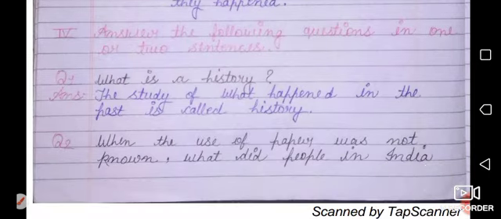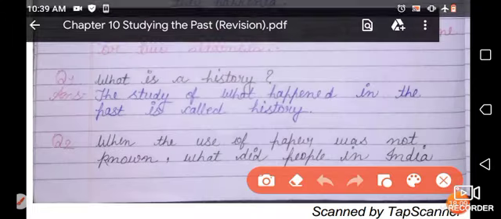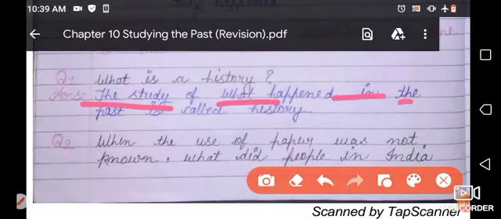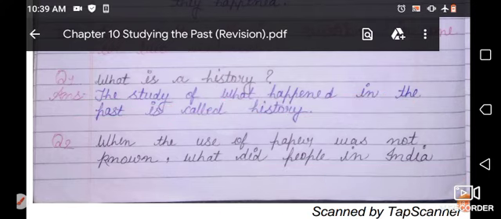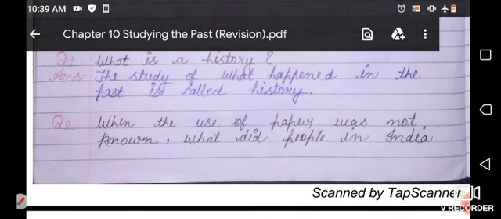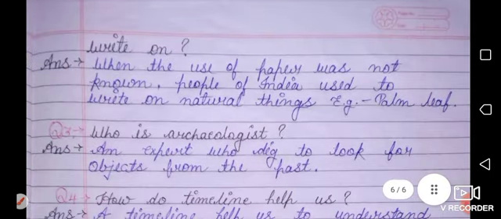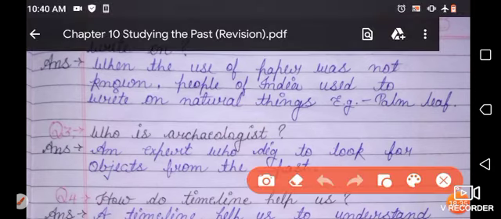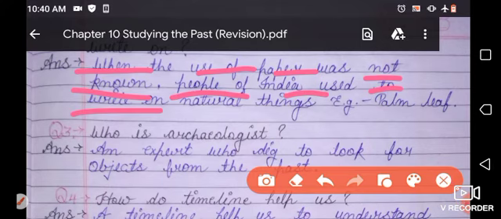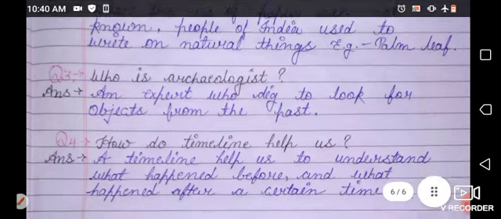So here question number 1 is what is history? The study of what happened in the past is called history. The study of the things that had already happened is called history. Question number 2 is when the use of paper was not known, what did people in India write on? The answer would be, people of India used to write on natural things, for example, palm leaf.